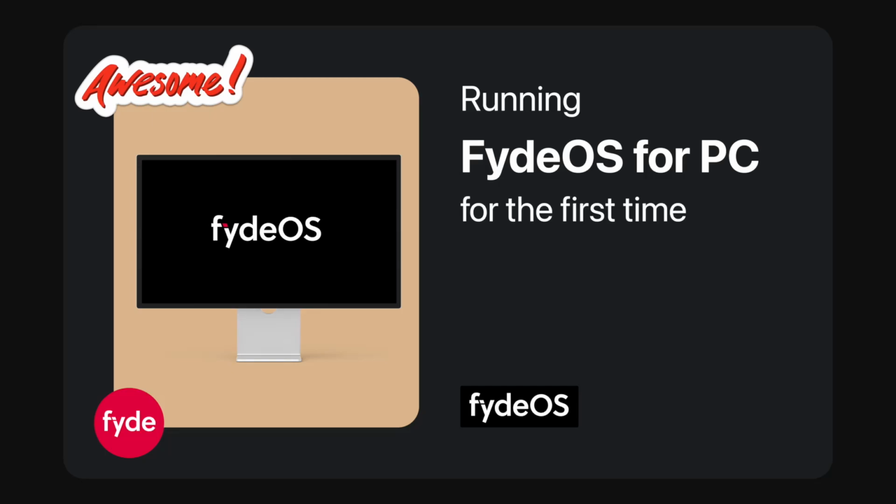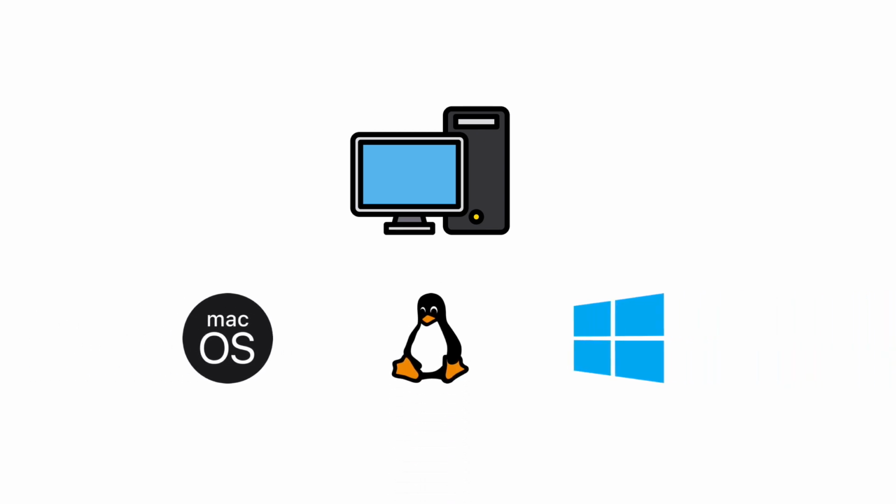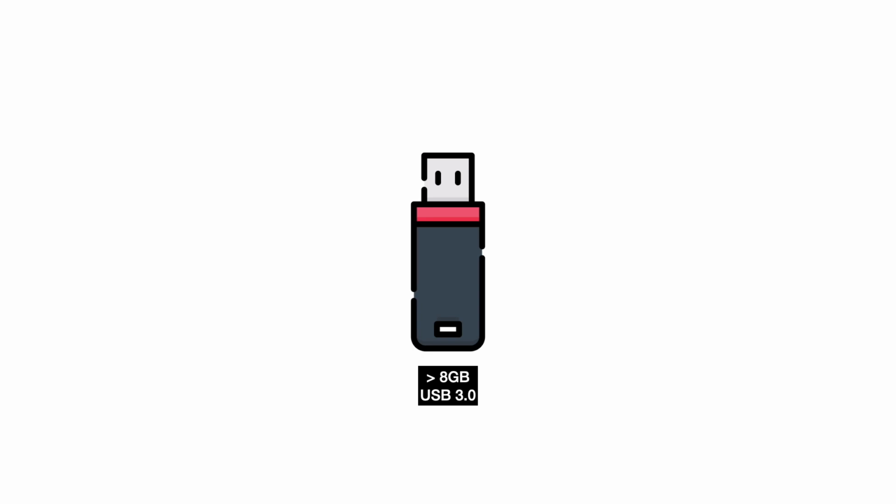Today, we're going to learn how to install FydeOS on your PC. First, let's gather the necessary tools. You'll need a computer that can write the FydeOS image, which can be running Windows, macOS, or Linux. Additionally, you'll need a USB 3.0 storage device with a capacity of at least 8 GB.